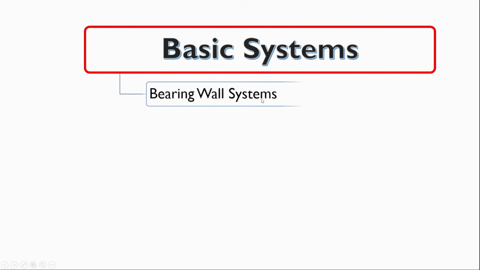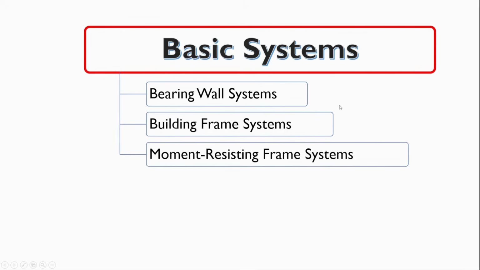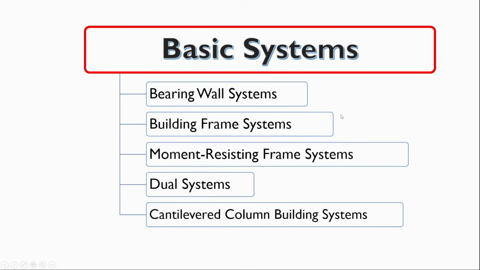We have 5 basic systems of seismic force resisting systems. First, the bearing wall systems. Next is the building frame systems. Next is the moment resisting frame systems. Next is the dual systems. And finally, the cantilevered column building systems. We will discuss these, and at the end, I will show you some building systems that are defined in NSCP, particularly in Table 208-11.